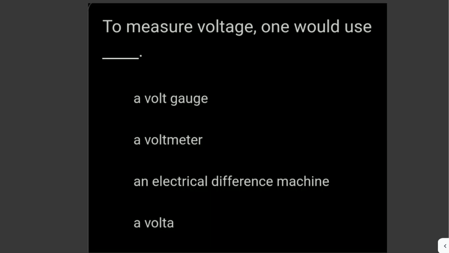To measure voltage, one would use a volt gauge, a voltmeter, an electric difference machine, or a volta. The answer here is a voltmeter. A voltmeter is an instrument used to measure the voltage across 2 points in an electric circuit.